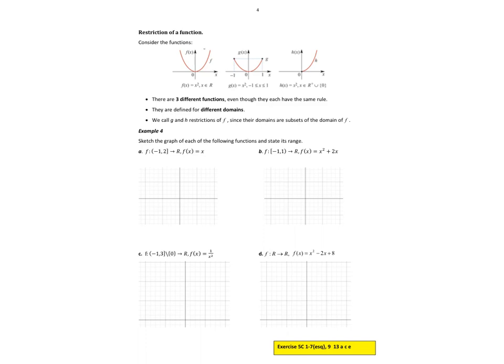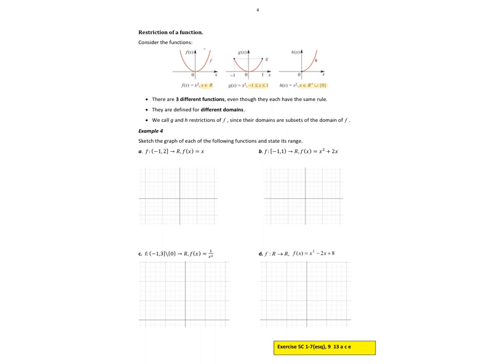And the difference is, look at the domains that each one has been defined for. Even though they're the same rule, f of x equals x squared, because they have different domains, they're actually different functions. Each of those functions or rules are defined only for the domains that are given.